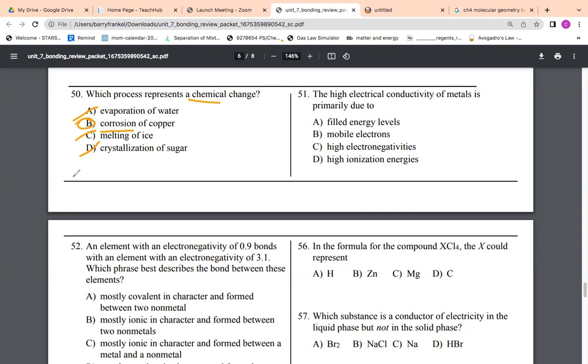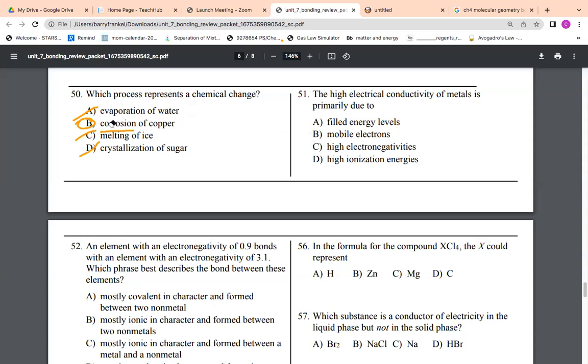All right. 51. The high electrical conductivity of metals is primarily due to, this is because of its mobile electrons. When you have mobile electrons, this is what allows a substance to be able to conduct electricity.